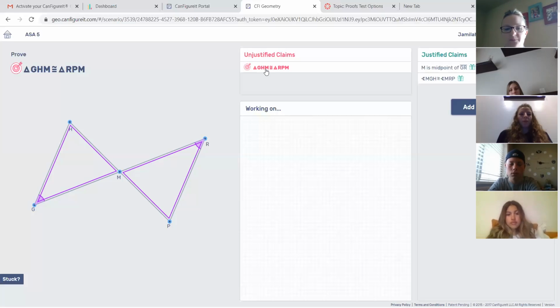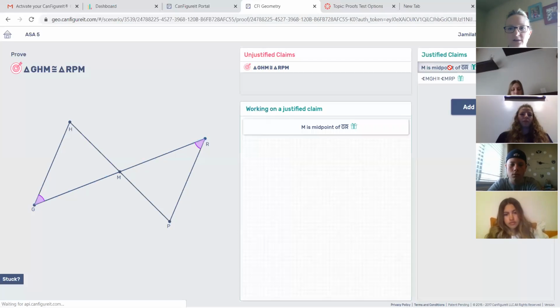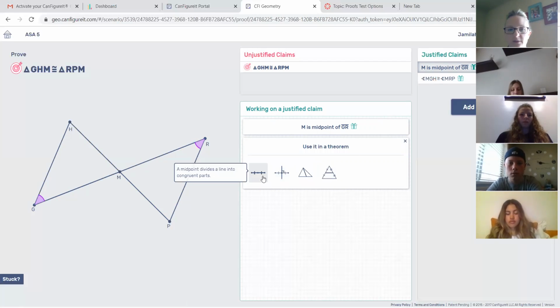Somebody unmute yourself and tell me. The fact that that's a midpoint tells us what about parts of those triangles? They have the same side, like on one side. Yeah, they have congruent sides. Which sides are congruent? Well, we have these two triangles, and it looks like this side, GM, of the left triangle is congruent to MR on the right triangle, okay? But that's not actually in the justified stuff right now.